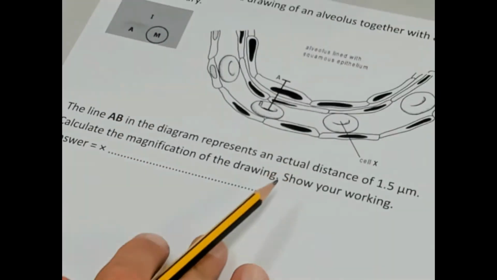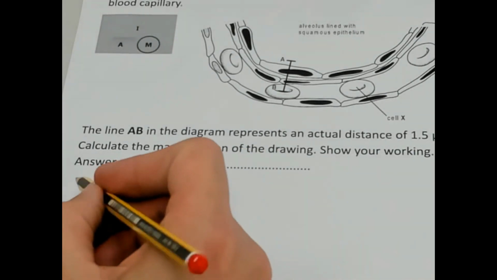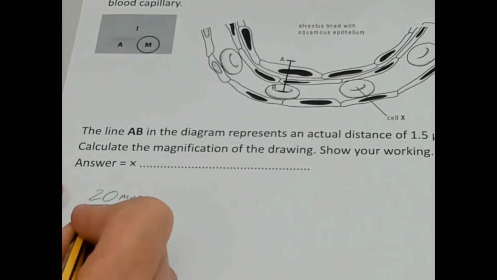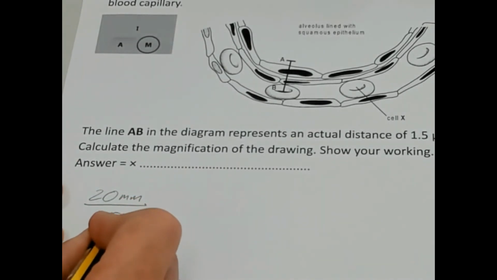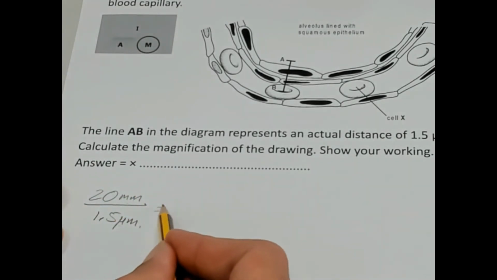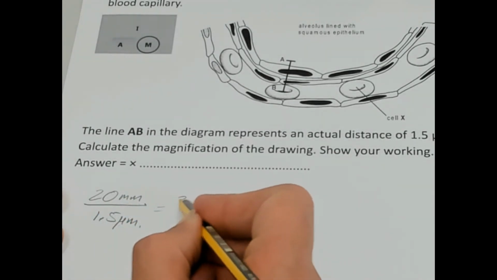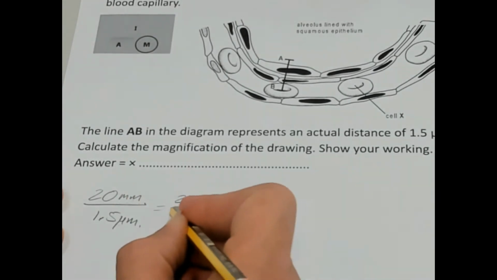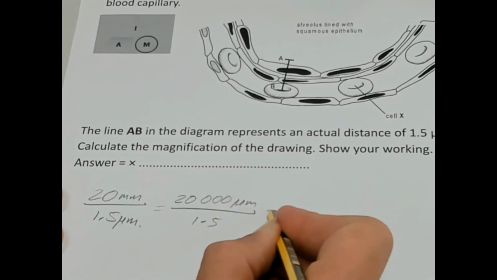centimeters, which is 20 millimeters. But I like to do it in 20 millimeters. So it's 20 millimeters divided by the actual 1.5 micrometers. I've got a problem. I don't have the same unit, so I need to convert that unit. Remember, I said in the beginning, the most important skill is to be able to convert your different units. How do I convert 20 millimeters into micrometers? Times by 1,000. So 20 millimeters is the same as 20,000 micrometers divided by 1.5 micrometers.